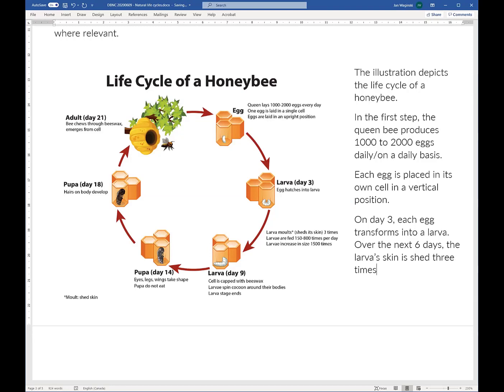Can I say "also"? Also, larvae. It says larvae are fed 150 to 800 times per day, and they increase in size 1,500 times. Is there a logical connection between these?